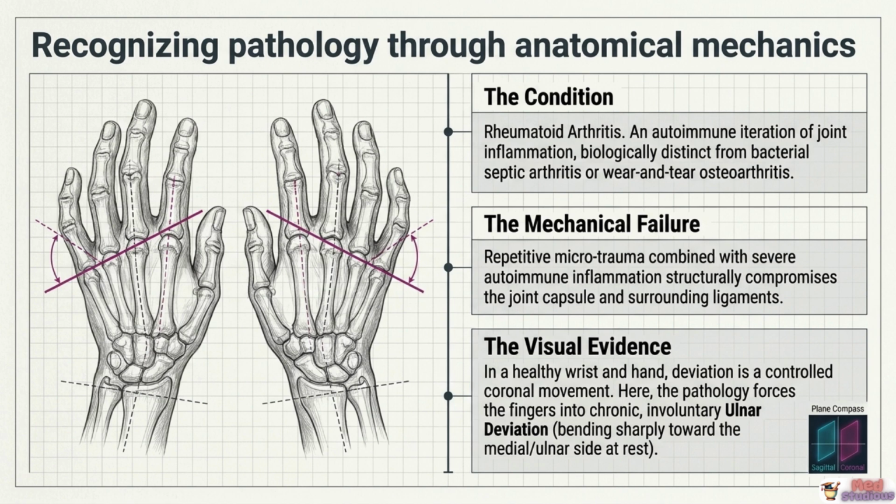surrounding ligaments. The result is chronic, involuntary ulnar deviation. The fingers permanently drift toward the medial ulnar side, even at rest. This is not just a cosmetic deformity. It represents complete mechanical failure of the coronal plane control system of the hand. Recognizing this as an abnormal coronal movement, rather than just crooked fingers, allows a clinician to immediately understand the structural damage and guide treatment accordingly.